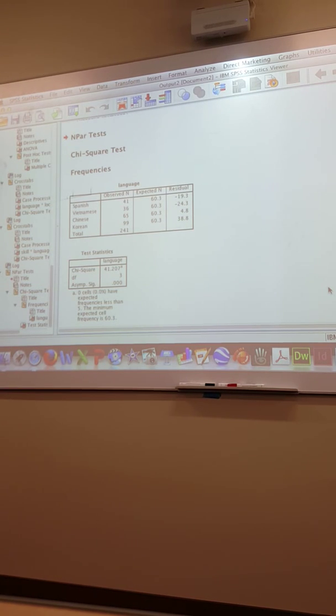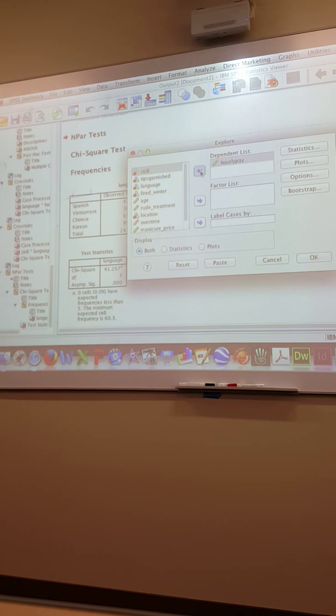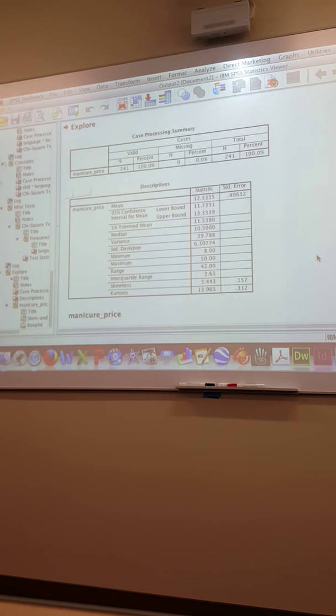All right, number 14. What's number 14? CI. How many samples do we have? One. So is that a CI or T-test? CI, very good. Let's do a CI. So you want to say something like, we have 95% confidence that the true mean basic manicure price in New York is between $11.73 and $13.34, or 33 cents.